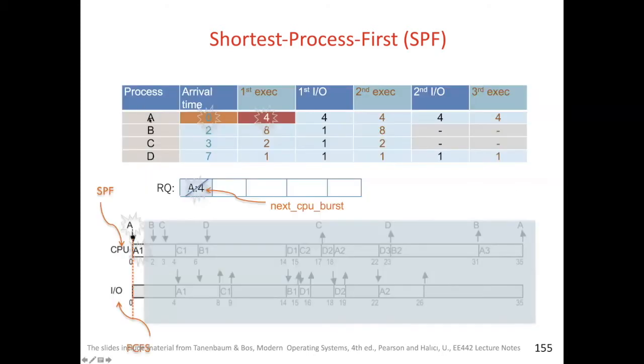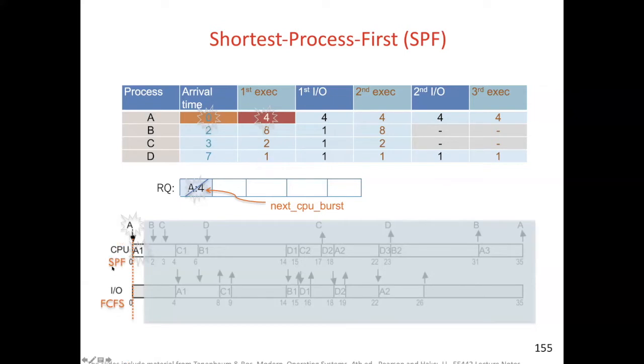We are considering again the same processes with the same timing for input and I/O. We are going to apply shortest process first for scheduling the CPU, but first come first served for the I/O device. At time 0, process A arrives. It enters the ready queue. Because ready queue is empty, it is deleted from the ready queue and it starts execution.